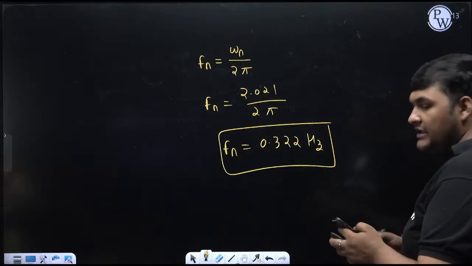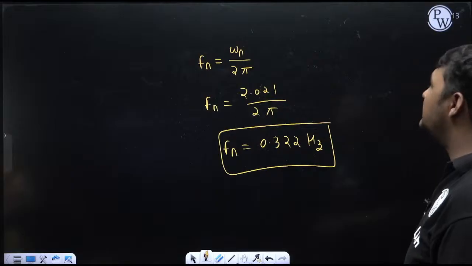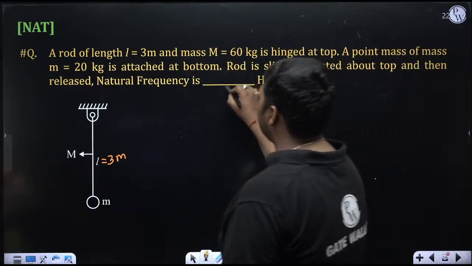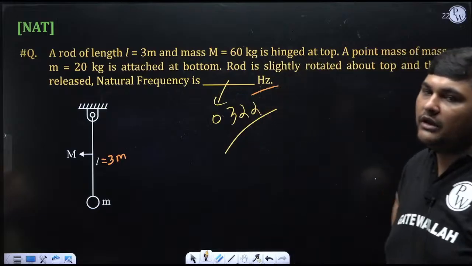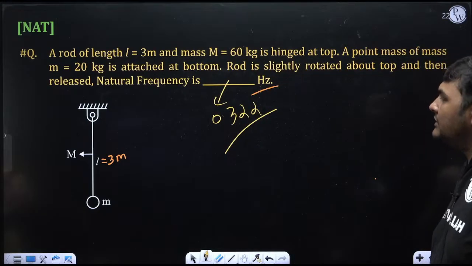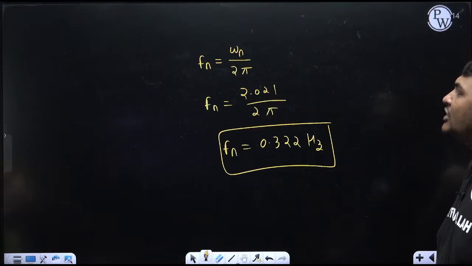I think right now it's correct. 0.322 hertz. So the examiner is asking for the frequency in hertz, which is 0.322. Okay, so like this we can solve the problem. But this method was the equilibrium method.